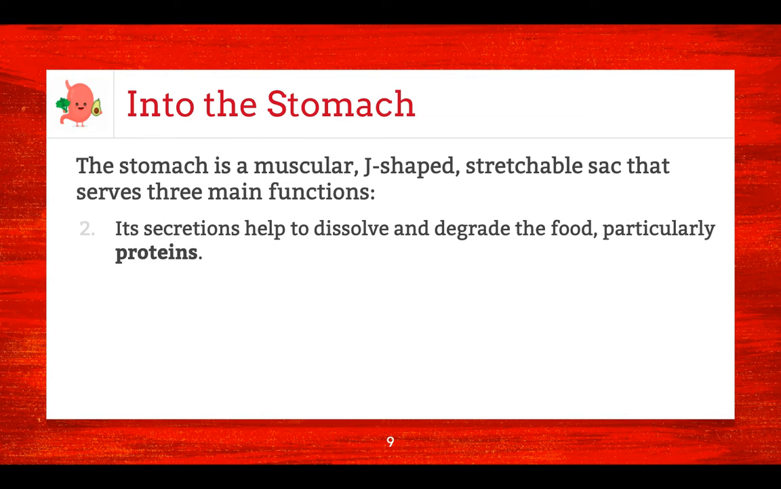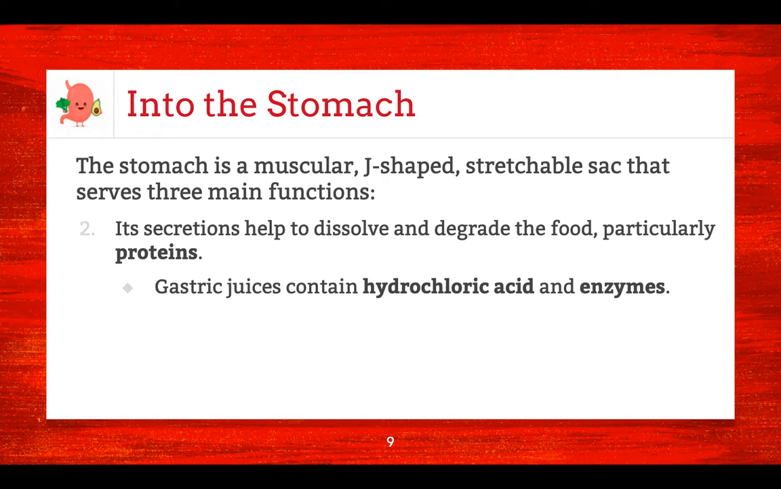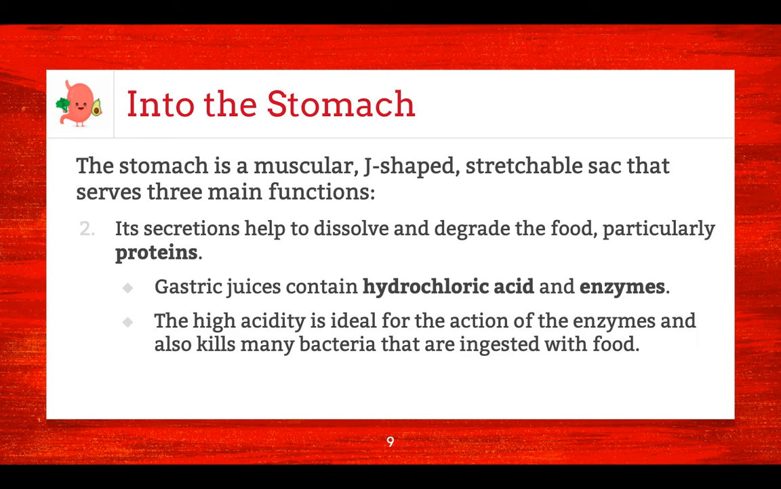Next thing that the stomach does is it has secretions that help dissolve and degrade the food, particularly proteins. So these gastric juices contain hydrochloric acid and enzymes. And so, as you're probably familiar with, the stomach is a very acidic environment. And it needs to be of high acidity because that's what activates the enzymes, and it also kills any bacteria that are ingested with your food.